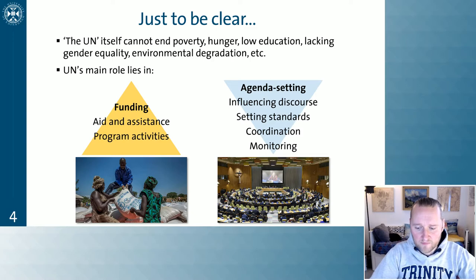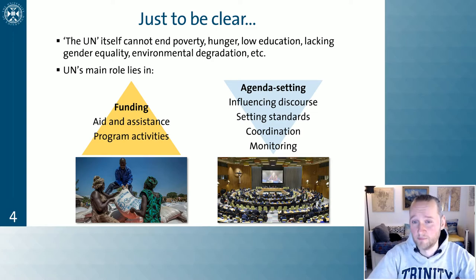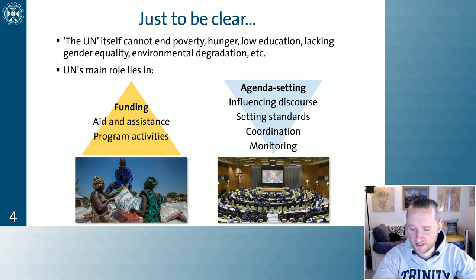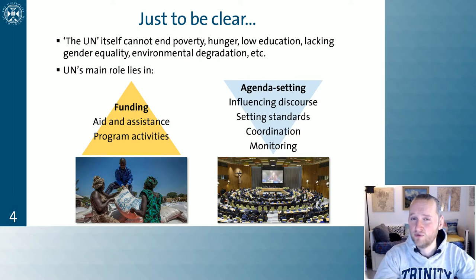So the UN's main role does not necessarily lie in distributing money. Now, that's not to say that distributing money isn't important. So funding on the left-hand side here is an important part of the UN's role, of course, both through direct aid, for example, in times of need after natural disasters or after famines and so on, and of course through its program activities. Program activities are things that are medium term or long term, you know, supporting small local entrepreneurs, for example, or fostering sustainable agriculture and so on. So the funding role is one, but we already saw that the entire system only has $56 billion at its disposal a year, and clearly fostering development around the world will cost more than $56 billion a year. So that's the funding side.